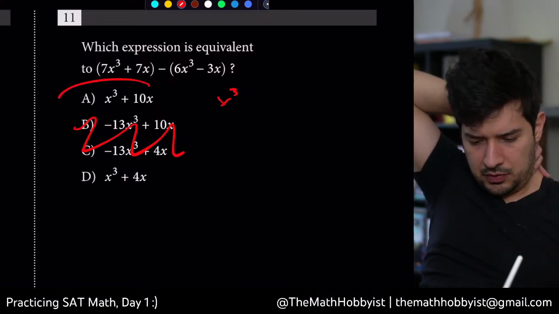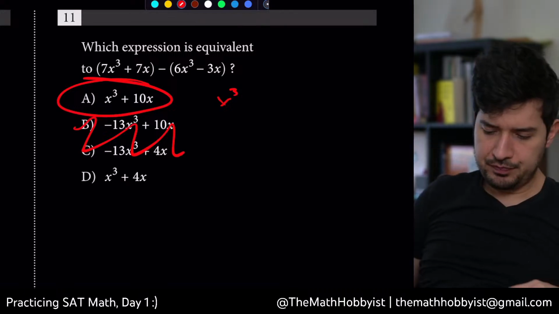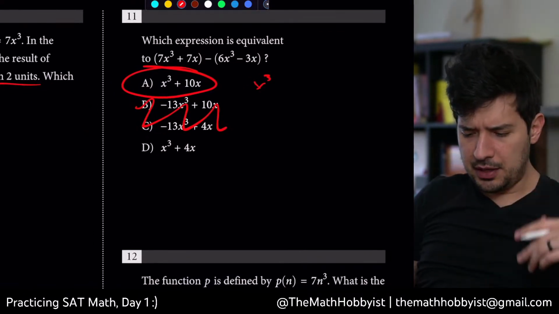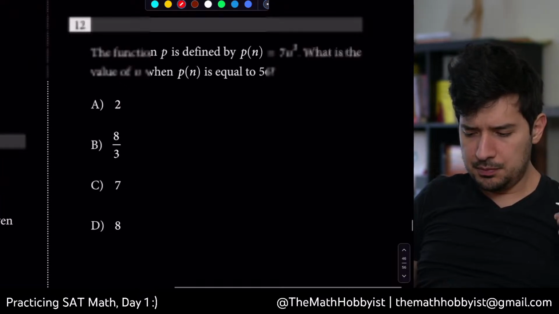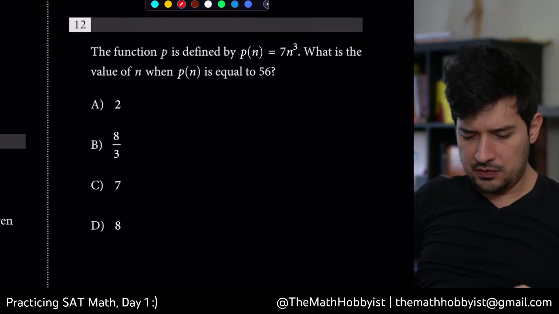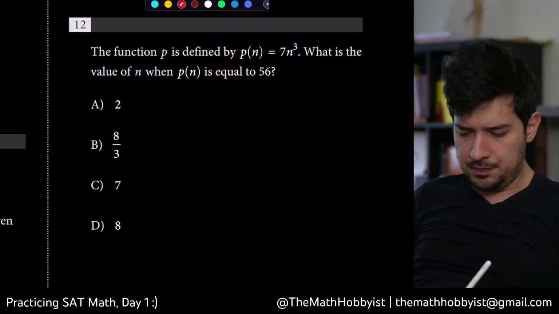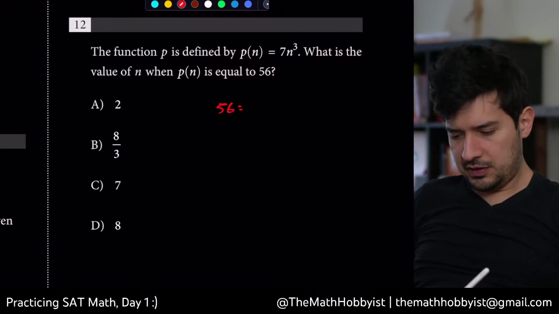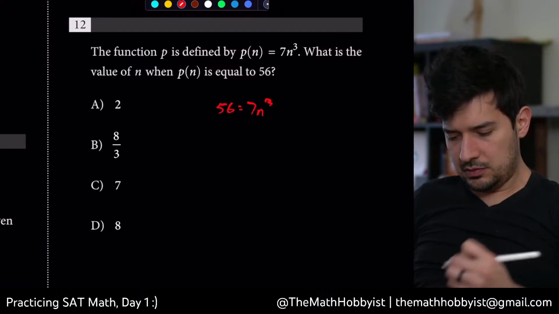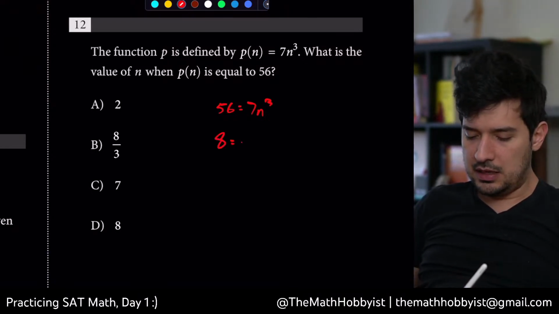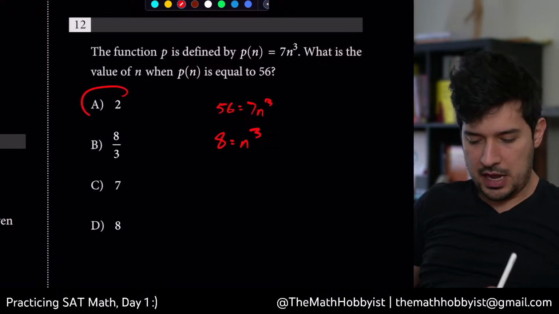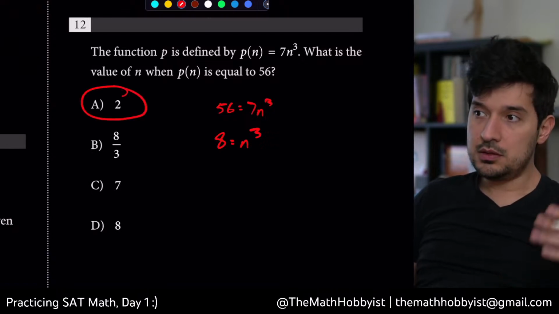7x plus 3x when we distribute. Function p is this. What's the value of n? 56 equals 7. And yeah, you hopefully shouldn't have to write that one out. 8 equals n cubed. So n is 2. 2 cubed is 8.